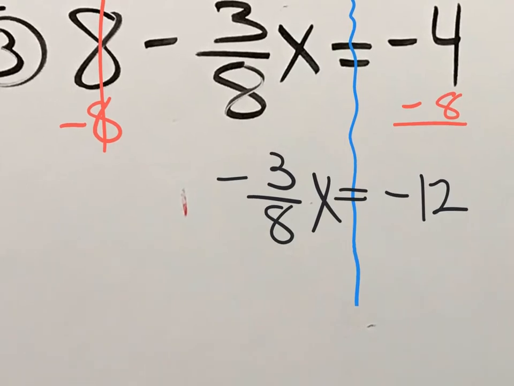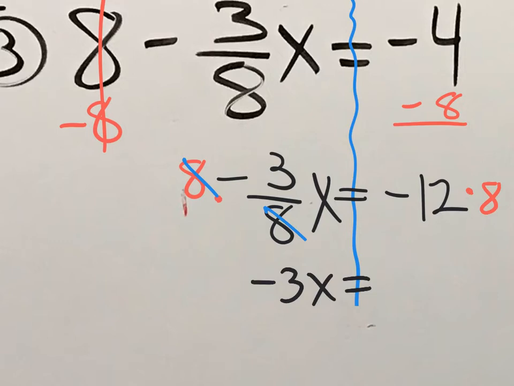How do you get rid of that fraction? You do the opposite of dividing by 8. And what is the opposite of dividing by 8? Multiplying by 8. So we're going to go times 8. And of course, what you do to one side, you do to the other, times 8. So the 8's cancel, and what's left over? The negative 3x. That's what comes down. The equal sign comes down, and negative 12 times 8 is negative 96.